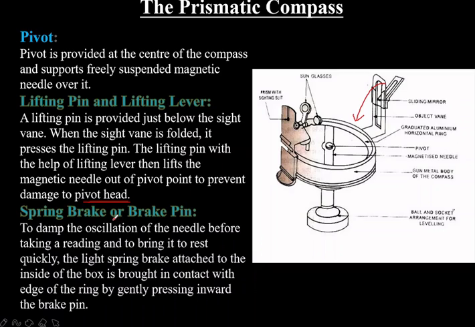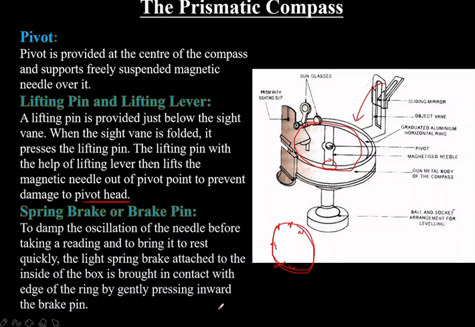Spring brake and brake pin. The spring brake and brake pin help us in damping the oscillation of the needle before taking a reading. Whenever we take a reading using this compass, some vibration will be there in the ring because it is supported by the pivot only. So to reduce that, this spring brake is used. The light spring brake attached to the inside of the box is brought in contact with the edge of the ring by gently pressing the brake pin inward. Whenever we press the brake pin inward, the oscillations will be minimum, so it is easy to read the reading on the graduated ring.